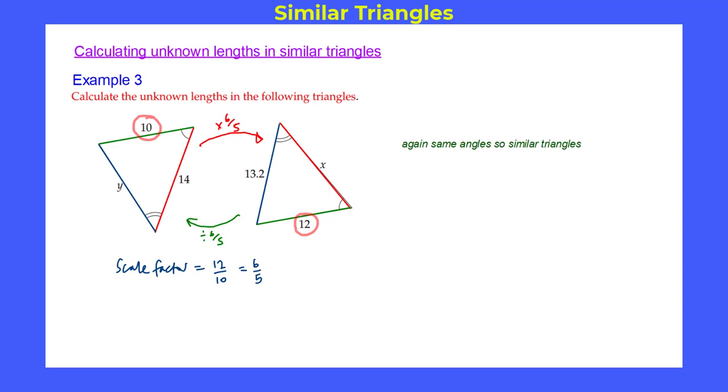Using this then to work out what the values of x and y are going to be. X is in the big triangle, so it's the red length, so it's going to be 14 multiplied by 6/5. Do it on your calculator, use the fraction button, and we get 16.8. Y is on the small triangle, so it's the blue length, so we're going to do 13.2 divided by 6/5. And once again, use the calculator, and we get an answer of 11.